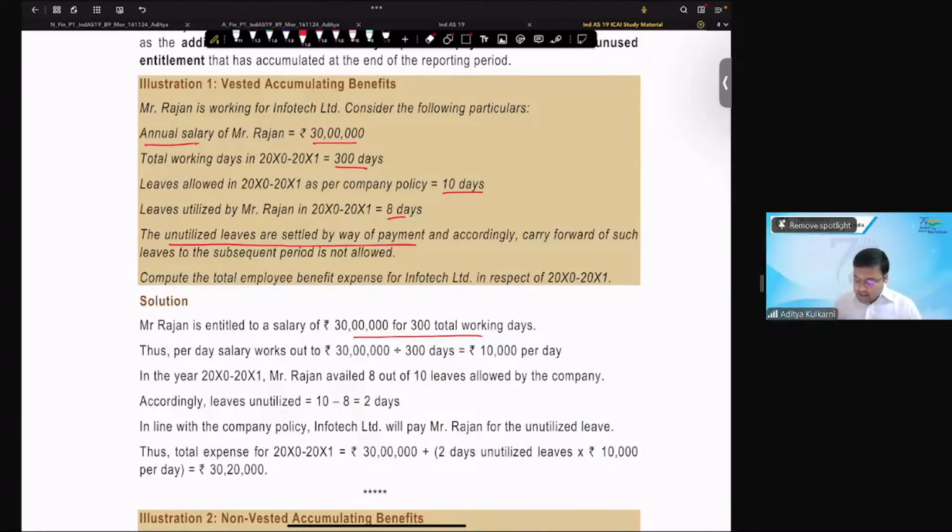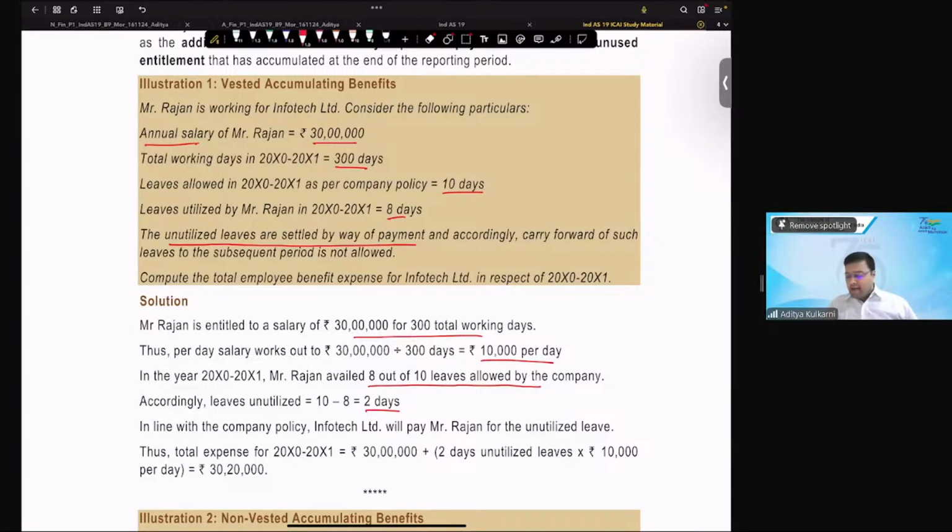All right. Thus, my per day salary comes to 10,000 rupees per day. My entitlement is 1 day, 10,000 rupees. I'm entitled to 10 days of leave. So even if I go to office for 290 days and I have a leave of 10 days, I will still get 10,000 rupees per day. In this year, Rajan availed 8 out of 10 leaves allowed by the company. So accordingly, the unutilized leave is 2 days.